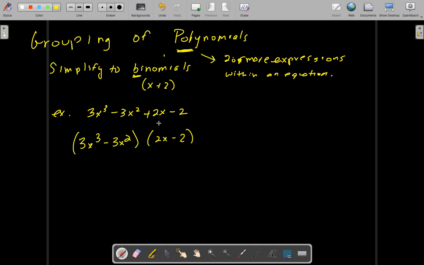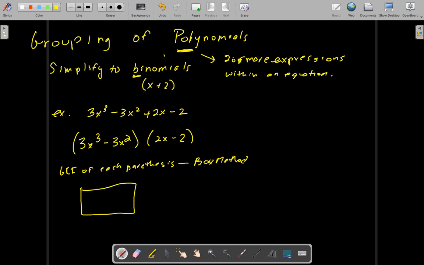So we split both of these up, and what we're going to find is the greatest common factor of each parenthesis. I'll do that using the box method because that's what we talked about last time. I'll make a box here with two squares, and we'll put 3x to the third in one, negative 3x squared in the second.